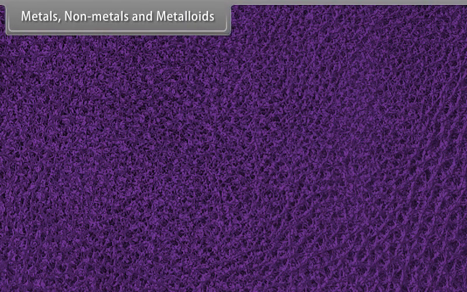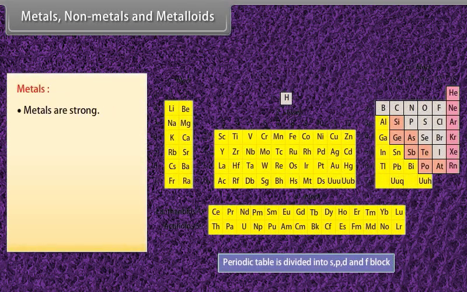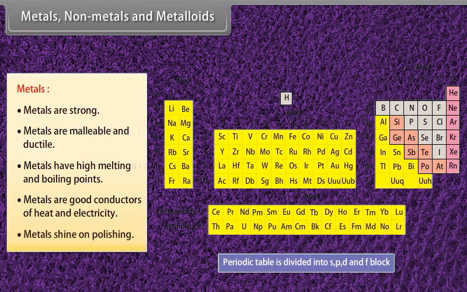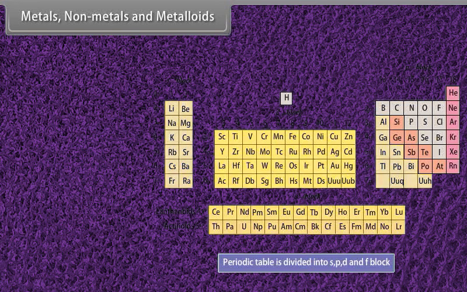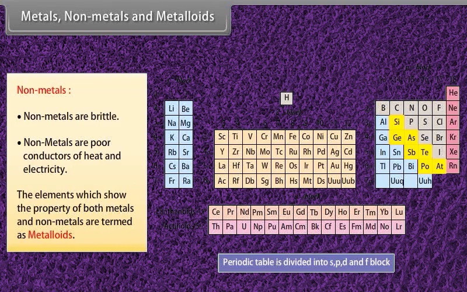Metals, nonmetals and metalloids. Metals. Metals are strong. Metals are malleable and ductile. Metals have high melting and boiling points. Metals are good conductors of heat and electricity. Metals shine on polishing. Non-metals. Non-metals are brittle. Non-metals are poor conductors of heat and electricity. The elements which show the property of both metals and non-metals are termed as metalloids.